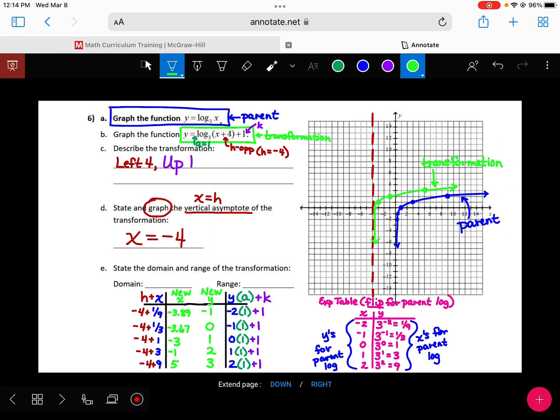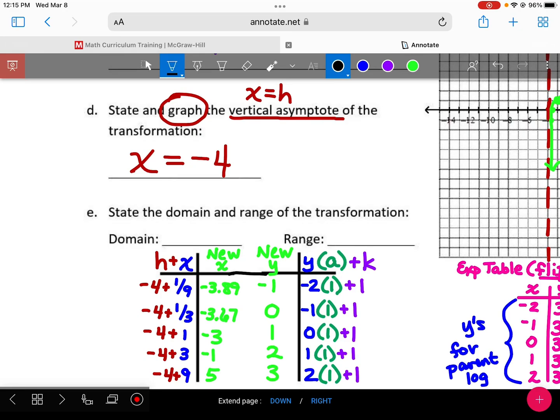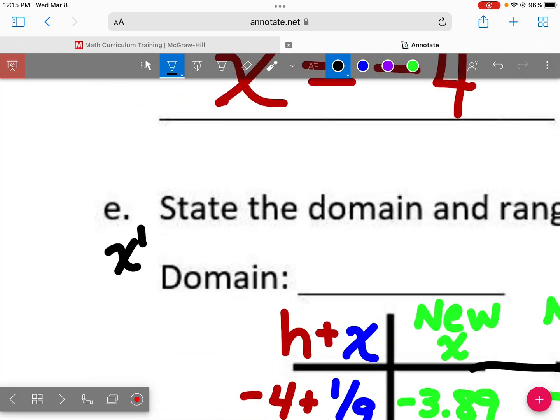Last thing we have to do is state our domain and our range. And then we're done. Domain is telling me about the x's or the y's? X's. Can I go in both directions forever on this transformation? Nope. I got this barrier right here. I'm not allowed to cross that. So what's the farthest to the left I can go? -4. It's going to be my h value.